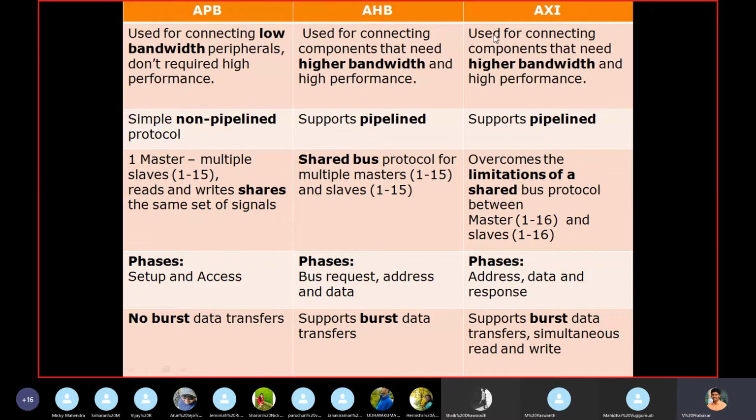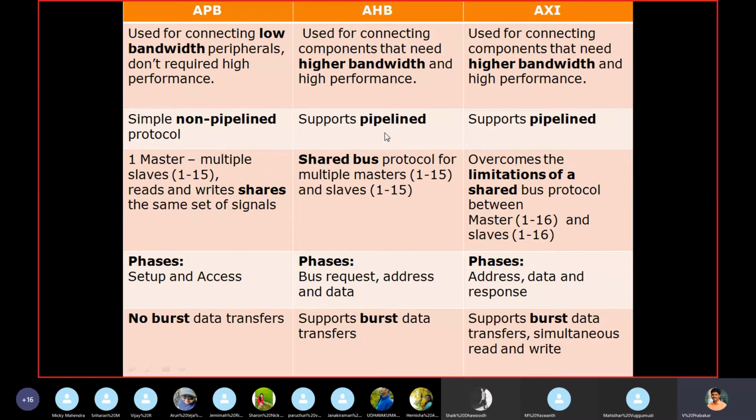Okay. Then AXI is used for connecting components that need higher bandwidth and high performance. We just introduced a few more additional features to AHB, and we have AXI. This is also used for high bandwidth and high performance. And APB is a simple non-pipelined protocol. Okay, here we don't have a pipelining concept. And AHB supports the pipelining concept.